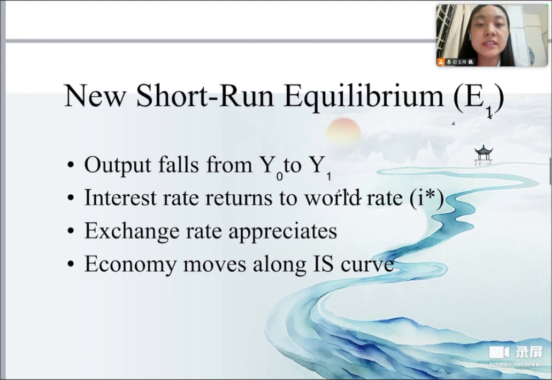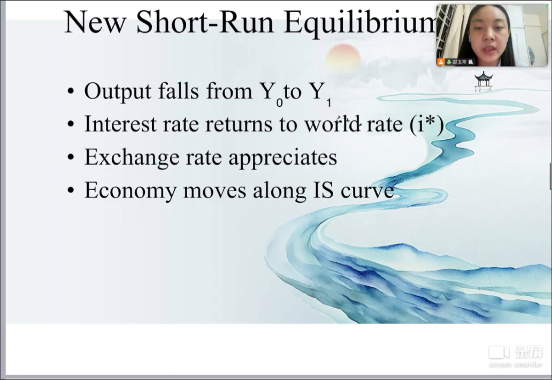After this adjustment, the economy reaches a new short-run equilibrium at point E1. At point E1, output has fallen from Y0 to Y1. The interest rate is again equal to the world interest rate, and the exchange rate is higher than before, reflecting an appreciation of the domestic currency.